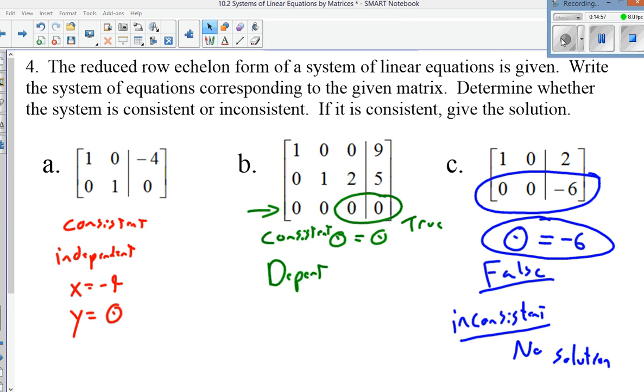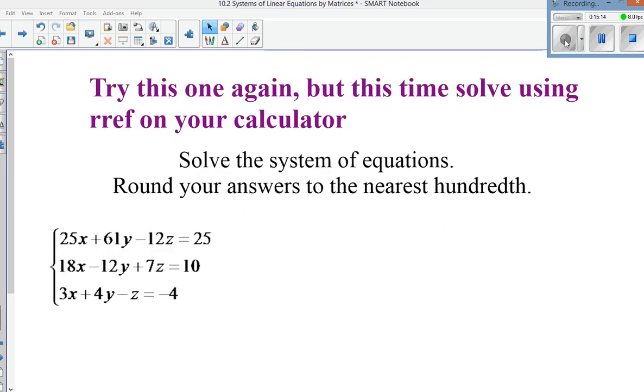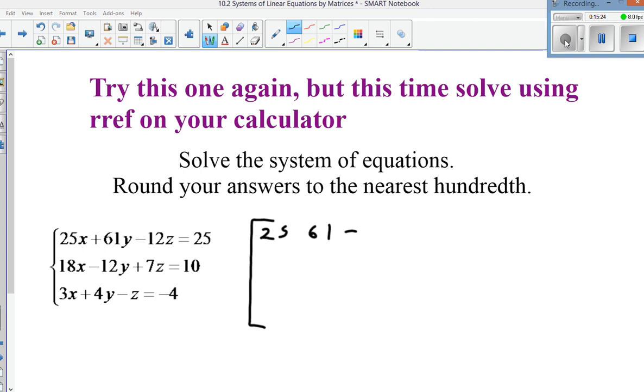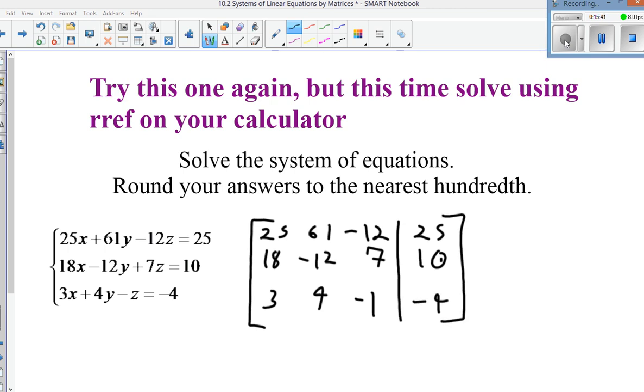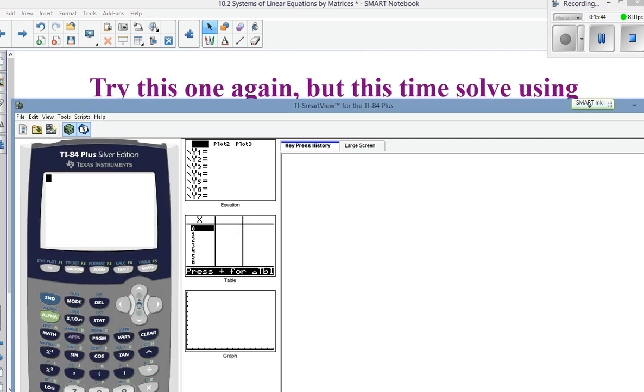Okay, well, good news. We will be required to be able to do this by hand, but our calculators can do this as well, because frankly, matrices are what computers and calculators use. So let's go ahead and see how we do this in a calculator. To do this in the calculator, first we've got to put this into an augmented matrix. So this augmented matrix is going to be 25, 61, negative 12, 25. Then 18, negative 12, 7, and 10. Then 3, 4, negative 1, negative 4. There's my augmented matrix.